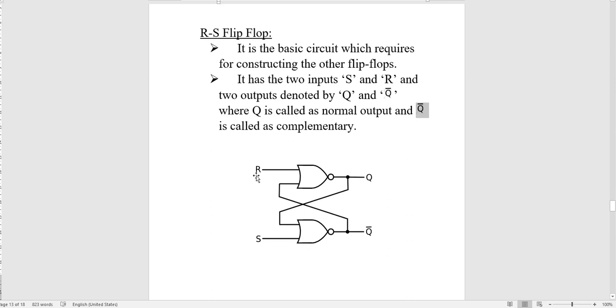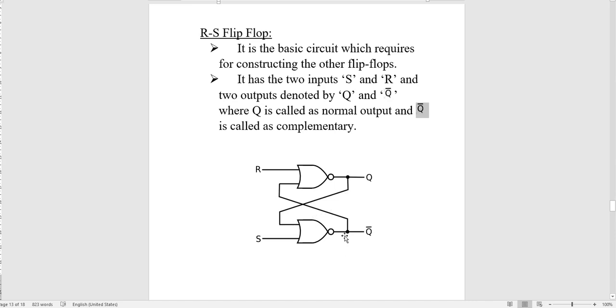So see here, the inputs R and S. There are two inputs, R and S, and two output states, Q and Q bar. You can see that one input of R and one input of S are connected together. The output of the first gate is given as an input to the second, and the output of the second is given as an input to the first. So this is the connection of the RS flip-flop using NOR gates.